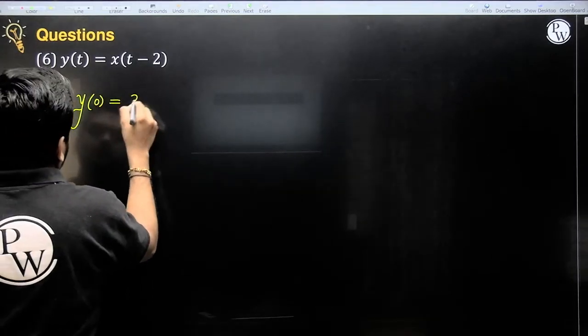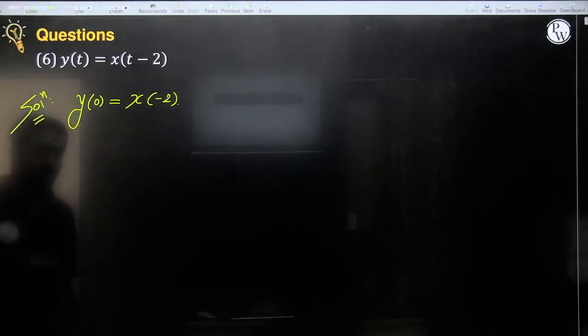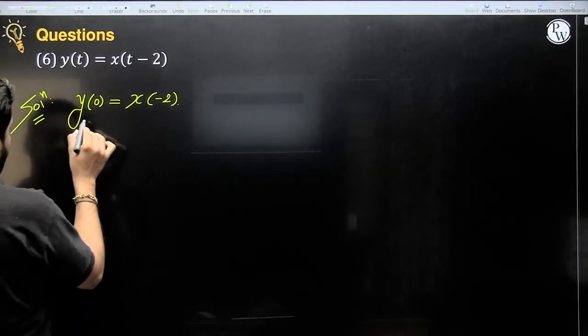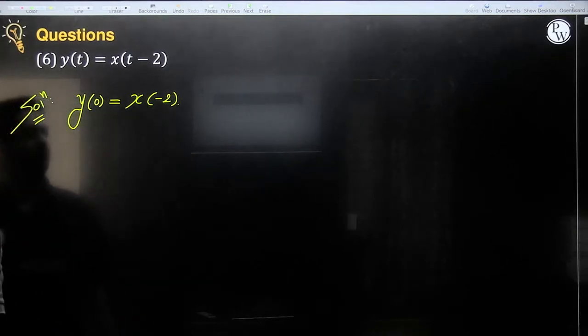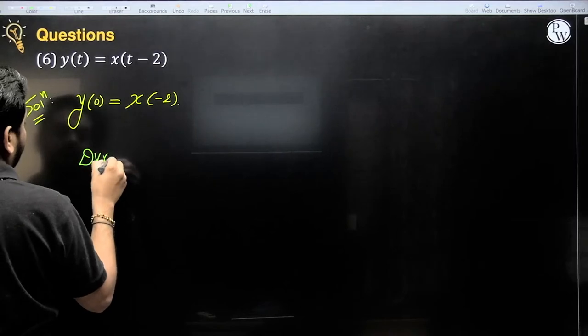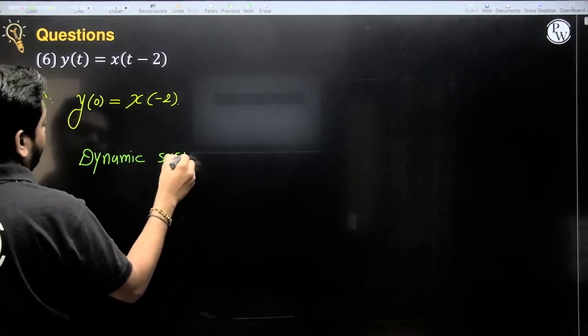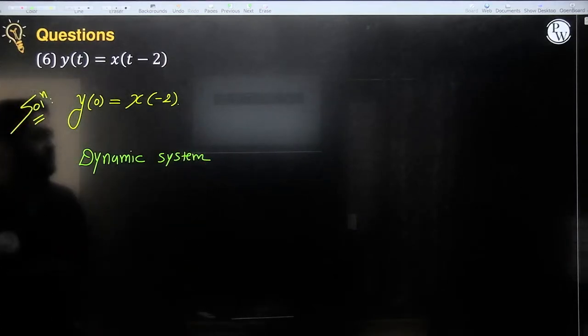Y of 0 is equal to x of minus 2. You can see here, present output depends on what? Past input. That's why it is a dynamic system. Fine.